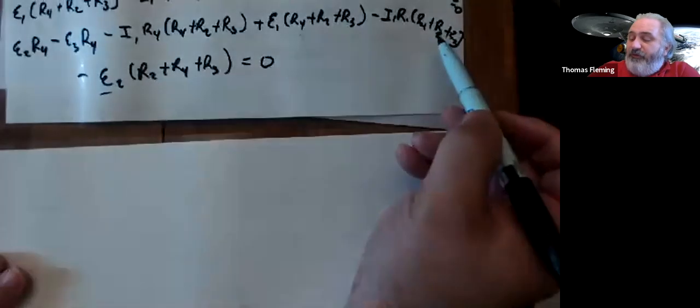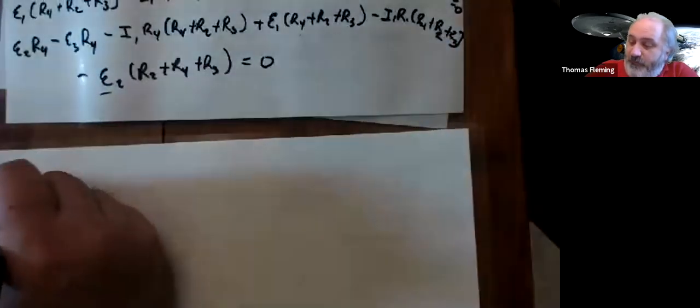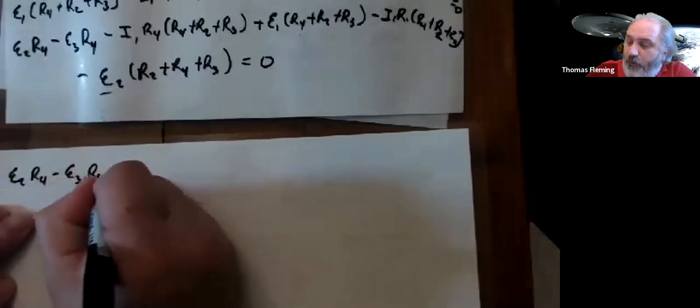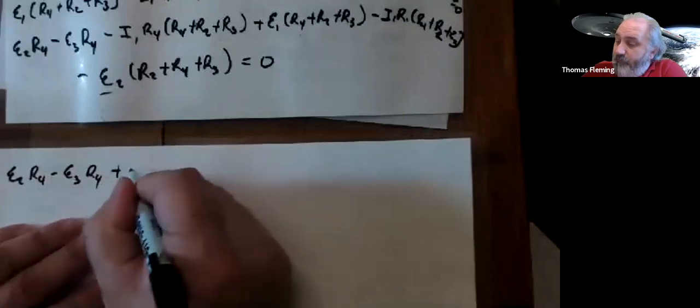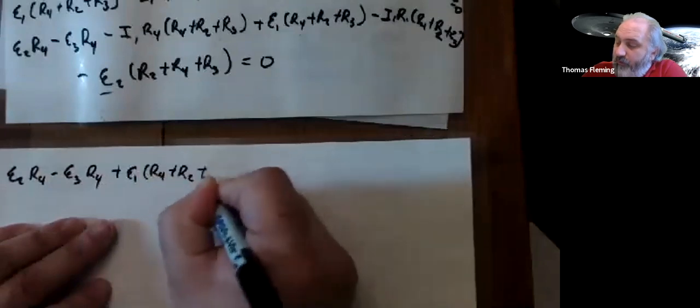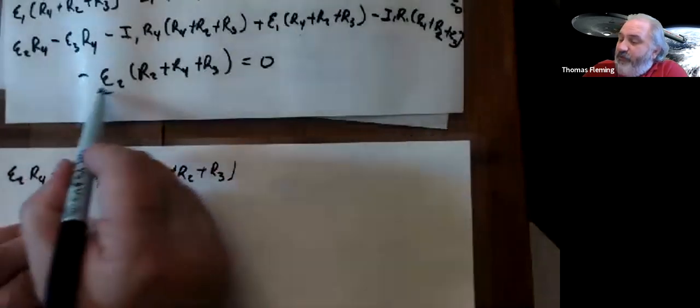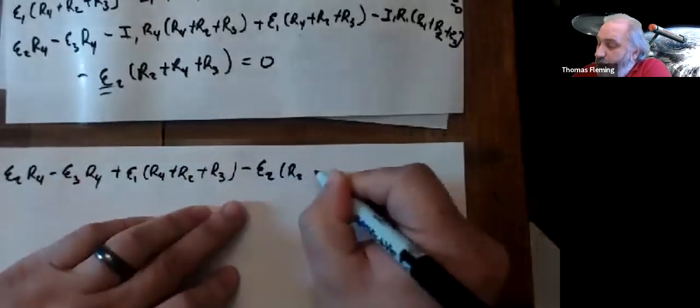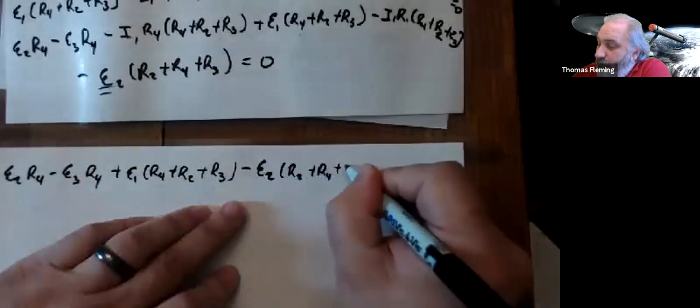I'm just going to move it up out of the way. I'm trying to keep it on screen. I need the bottom part. So all I'm doing is moving this term and this term to the other side. All the other stuff, I'm going to have EMF2 R4 minus EMF3 R4 plus EMF1 times R4 plus R2 plus R3. I have this term over here, so minus EMF2 times R2 plus R4 plus R3.